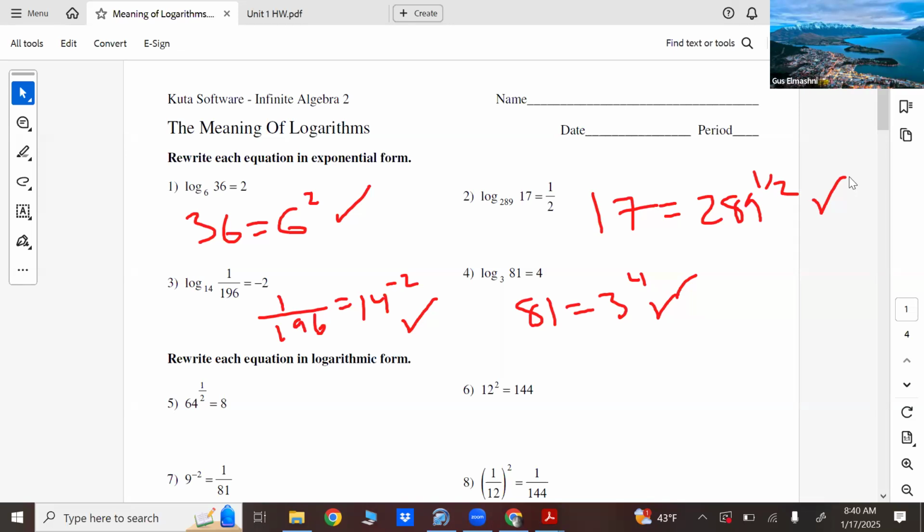1 over 196 is 14 to the negative 2 power. If you square 14, you get 196, with the negative exponent putting it on the bottom, right? 81 equals 3 to the 4. 3, 9, 27, 81. Multiply 3 four times, you get 81. Okay, that's how you rewrite.